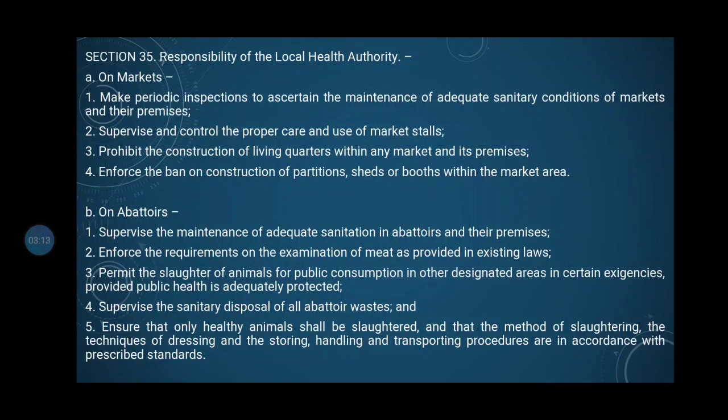1. Supervise the maintenance of adequate sanitation in abattoirs and their premises. 2. Enforce the requirements on the examination of meat provided in existing laws. 3. Permit the slaughter of animals for public consumption in other designated areas in certain exigencies provided public health is adequately protected. Number 4, supervise the sanitary disposal of all abattoir wastes.